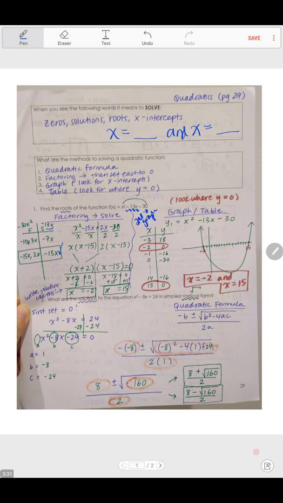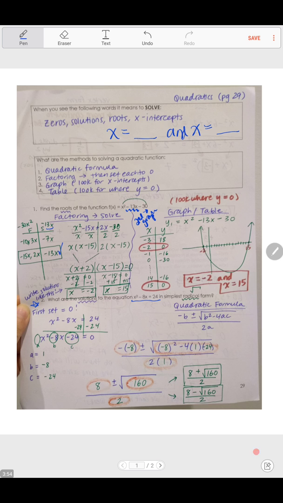The fourth way is the quadratic formula, and I demonstrate that here with this equation, x squared minus 8x equals 24. In order to solve using the quadratic formula, we have to first set the function equal to 0. So I need to subtract 24 on both sides. Then I get x squared minus 8x minus 24 equals 0.